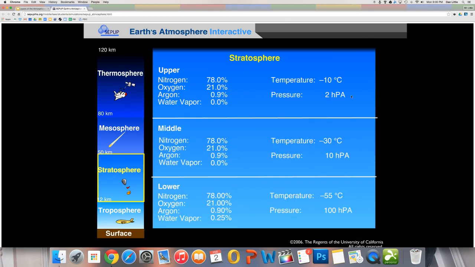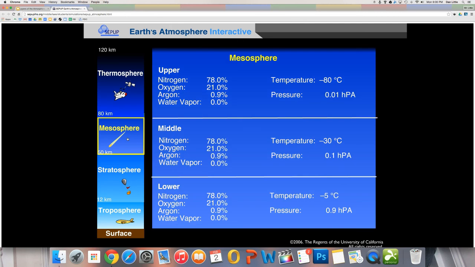As we move into the stratosphere, you're going to notice the temperatures start getting warmer, and that's because we're moving back to that second hotspot. So all the way from a nice frigid negative 55 degrees Celsius all the way up to negative 10. Still cold, but definitely warmer. So there's warming temperature in the stratosphere. Composition stays the same, excepting that small amount of water vapor in the lower levels. And the pressure continues to decrease.